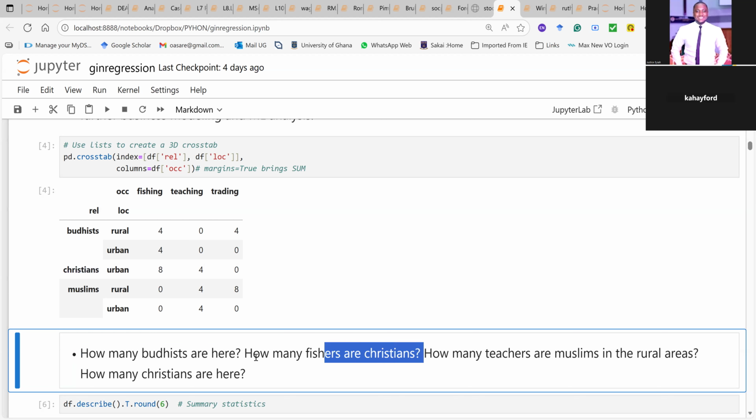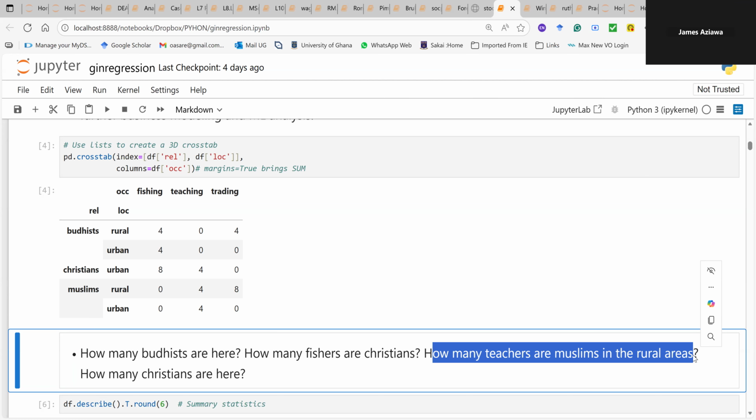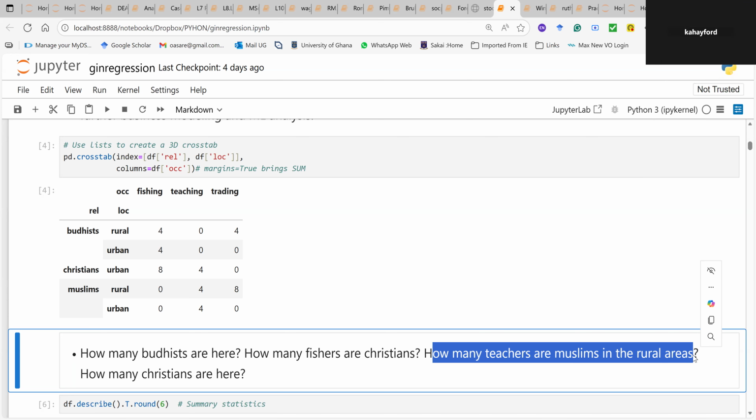How many fishers are Christians? Hayford: 8. Very good. How many teachers are Muslims in the rural areas? James: 4. How many Christians are here? Hayford: 12. Very good. So you should be able to.